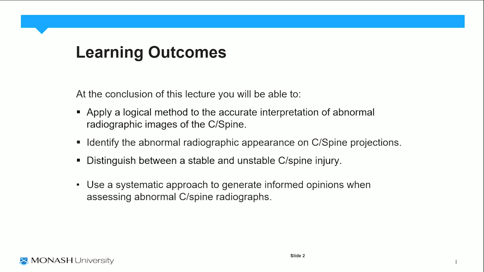And it's important that you are able to identify the normal radiographic appearances so that you can then distinguish any abnormality on the different C-spine projections. Crucially, you should be able to distinguish whether a C-spine injury is stable or unstable, and then apply a systematic approach so that you can generate informed opinions when assessing abnormal C-spine radiographs.